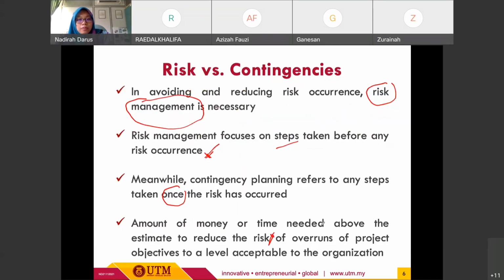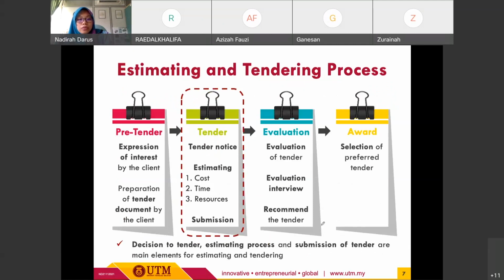In order for us to clearly relate the risk and contingencies in the estimation, we need to know the estimating and tendering process in general. We need to know the overview of this process so that we can understand the overall stages of flow, how we prepare the estimation, and also how the respective parties, the contractors, enter the tender to bid for the project.